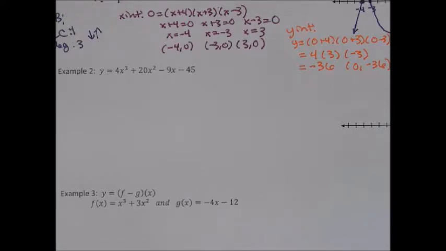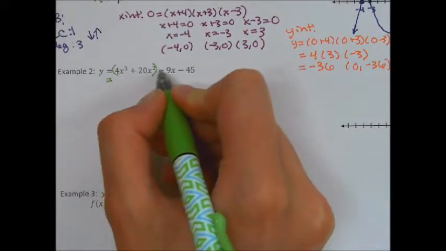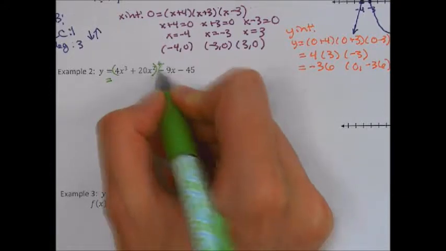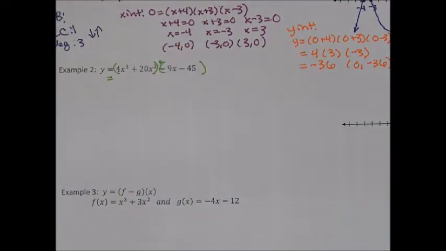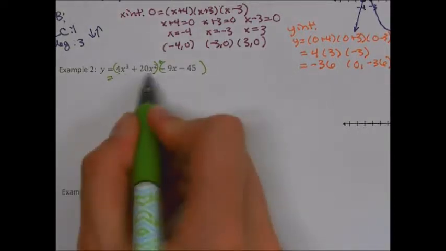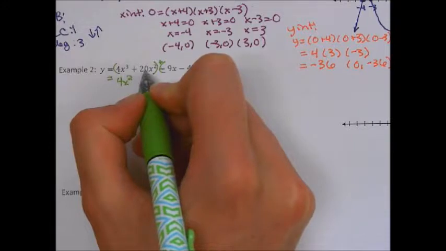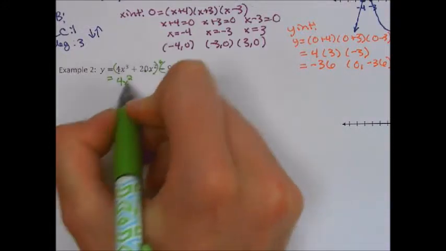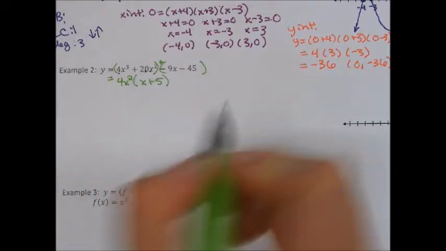Now that you've had time to try it, I'm going to group the first 2. I hope you put a plus sign in between and group the next 2. Here, my GCF is 4x squared. 4 goes into 4 and 20. X squared is my smallest. So then I have an x plus 5.